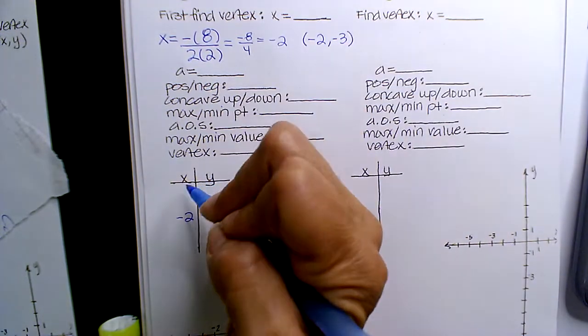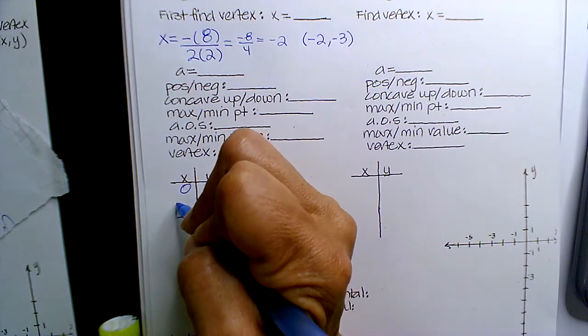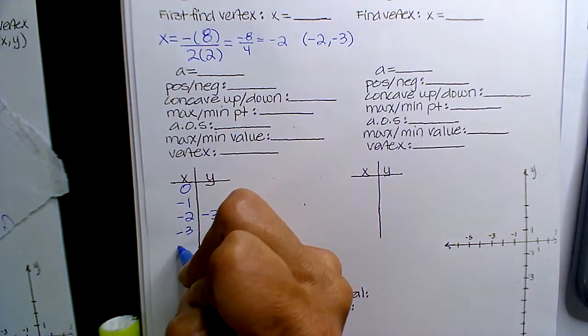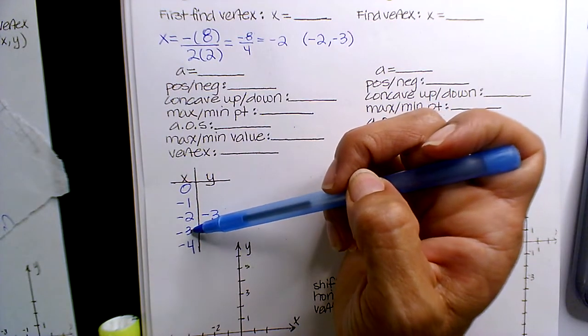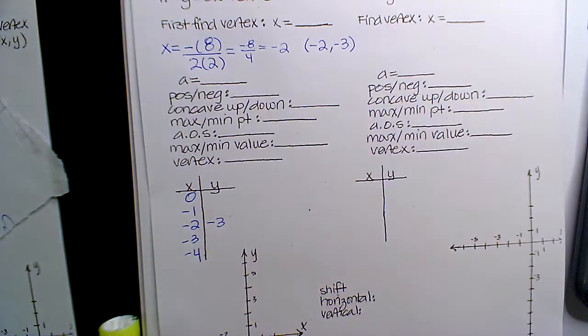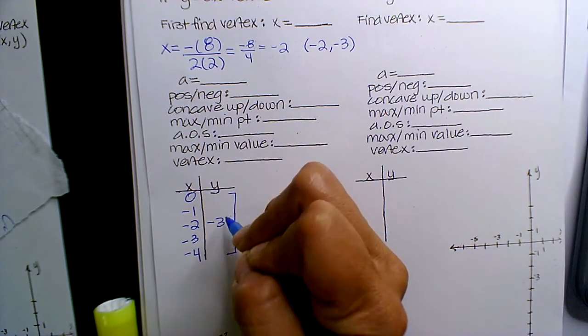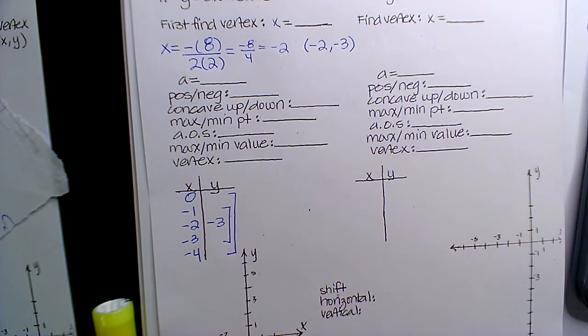You want the 0? Yeah. Okay. -1, -3, -4. By the way, if you have -4, -3, -2, -1, 0, it's fine. It's the same. Okay? It's just preference. All right. Now, they're going to have the same output y value.